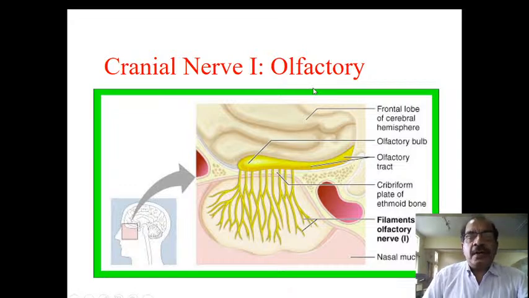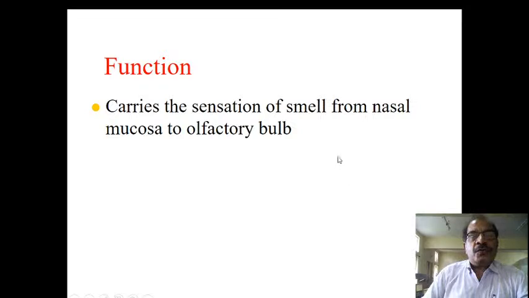The first cranial nerve, or olfactory nerve, has a purely sensory function, which is olfaction. Sensation starts from the olfactory epithelium in the nose, then goes into the olfactory bulb just below the frontal lobe of the brain. Then projections go to various parts of the brain, like the frontal lobe, temporal lobe, or even the basal ganglia. So the basic function of the first cranial nerve is olfaction, the sensation of smell.